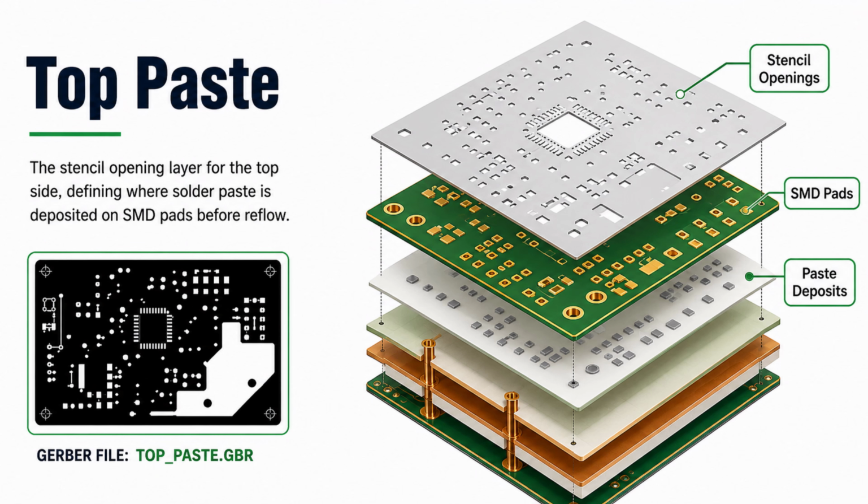The size and shape of paste openings are very important. Too much paste can cause solder bridges, especially on fine-pitch ICs. Too little paste can create weak joints or poor electrical contact. For thermal pads under QFN or power components, paste openings may be divided into smaller windows to reduce voiding. The top paste layer directly affects solder quality, assembly yield, and long-term reliability.